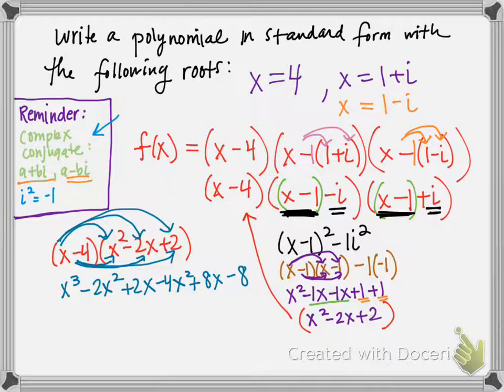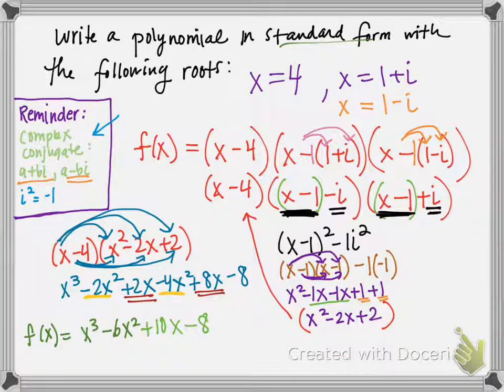So finally, to write my final polynomial in standard form, I know standard form means highest degree to lowest. So the highest degree is x to the third. I notice that I can combine some x squareds. I have -2 minus 4 more. So that would be -6x squared. Looking at my x's, I have +2 plus 8 more, which would be +10x, and then I have a minus 8 at the end. So this would be my polynomial in standard form.